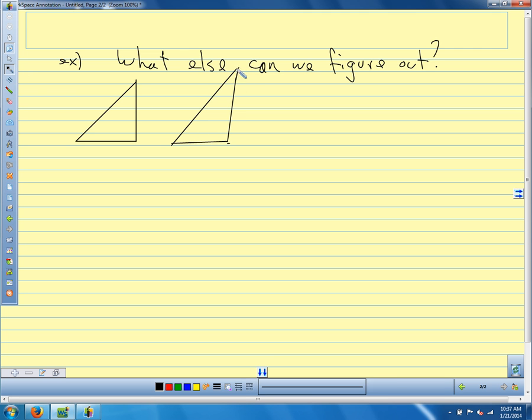And we'll say this is congruent like so, and we'll mark this like that, and that like so, A, B, C, and X, Y, Z. So from the pictures that we have here, what else can we figure out about these two triangles? Anybody have an idea? What do you think, Blake?